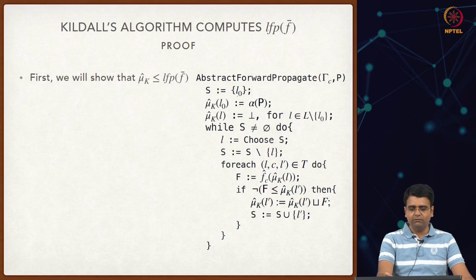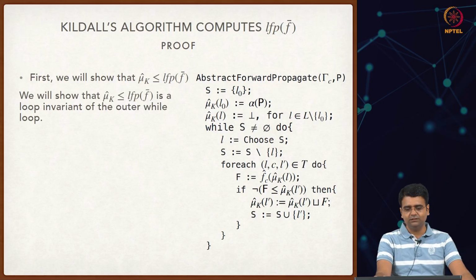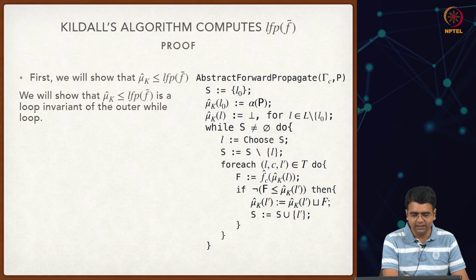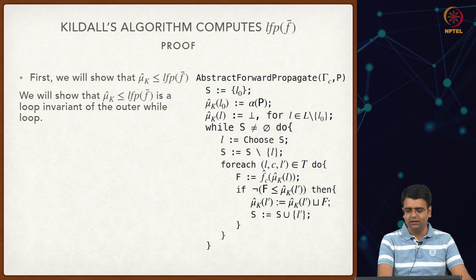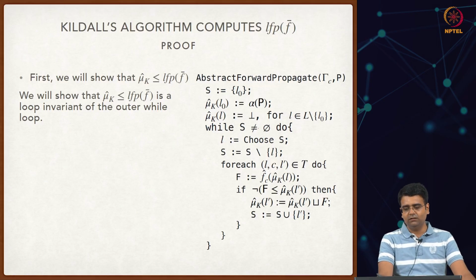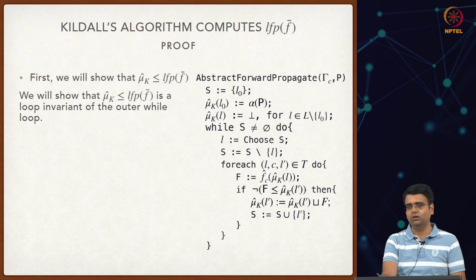The way we will prove it is we will show that mu hat k less than or equal to LFP of f bar is actually a loop invariant of the outer while loop in the algorithm. In the algorithm there are two loops, one is this outer while loop and the other is this for each loop. So for the outer while loop, mu hat k less than or equal to LFP of f bar is a loop invariant, meaning that it holds at the beginning of every iteration of this loop, including the starting iteration. That is what a loop invariant means.